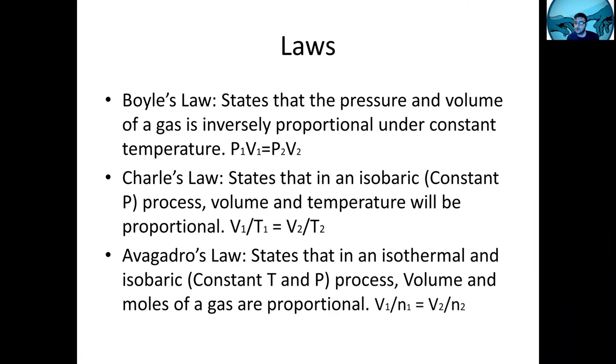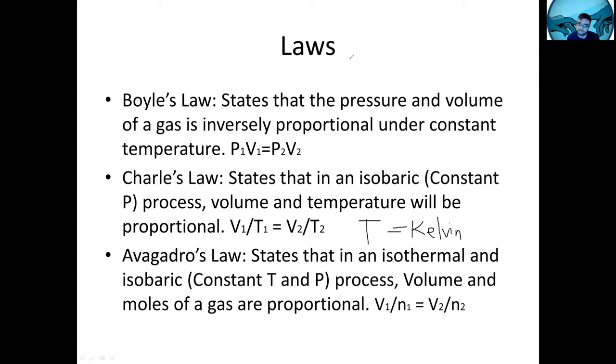Next up is Charles' law, which states that in an isobaric, which is a constant pressure process, volume and temperature will be proportional to each other. And the equation that we can derive from that is V1 over T1 equals V2 over T2. All right, very simple. And important to note, T is in Kelvin, not in Celsius. This needs to be in Kelvin, otherwise you might get a wrong answer.